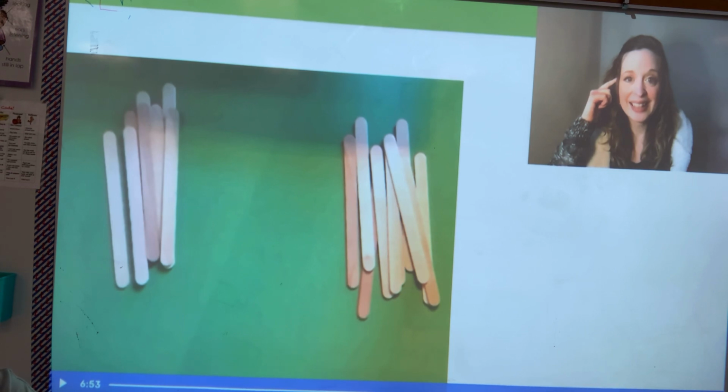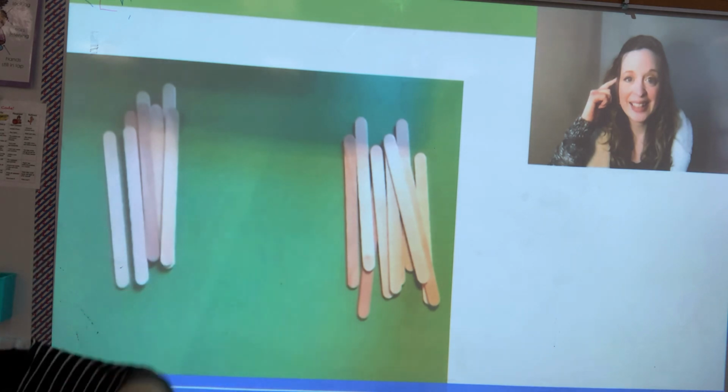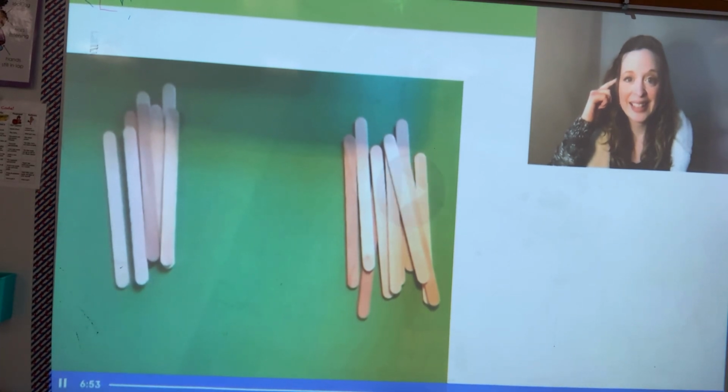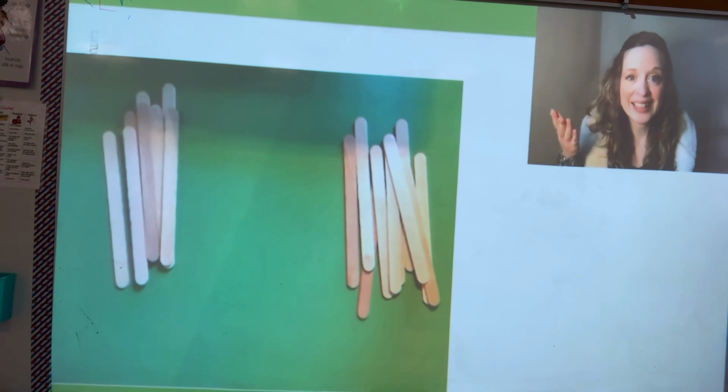We don't have 10 piles of 10. What do we have? Show me with your fingers. Thank you, DJ and Ryan. Yeah, it looks like we have 2 piles of 10. Say it. Yes, we have 2 piles of 10.